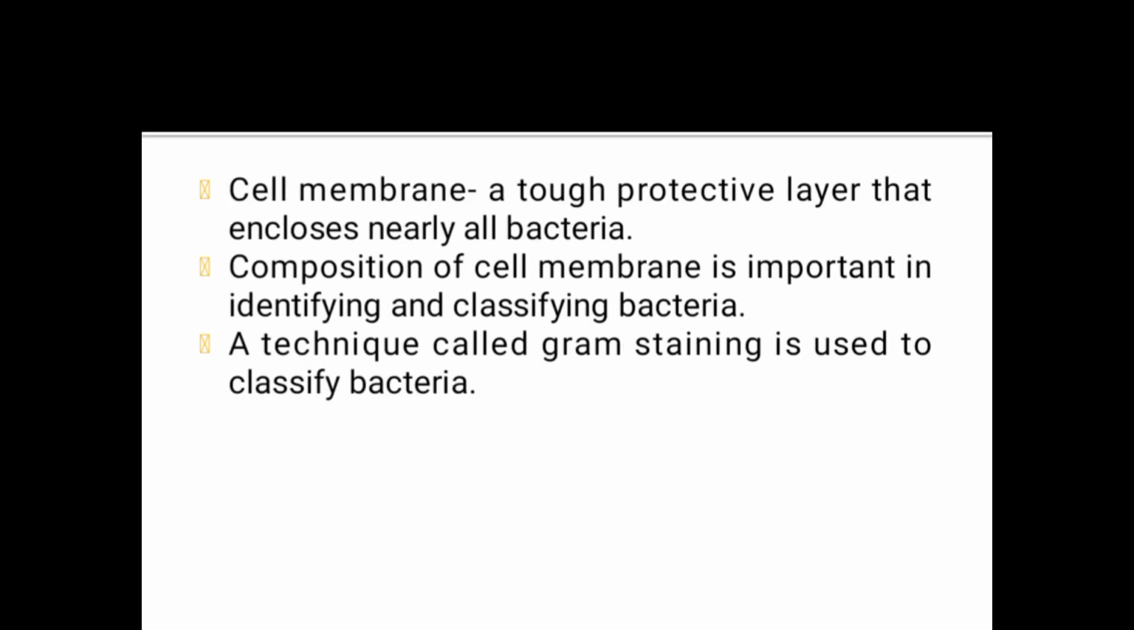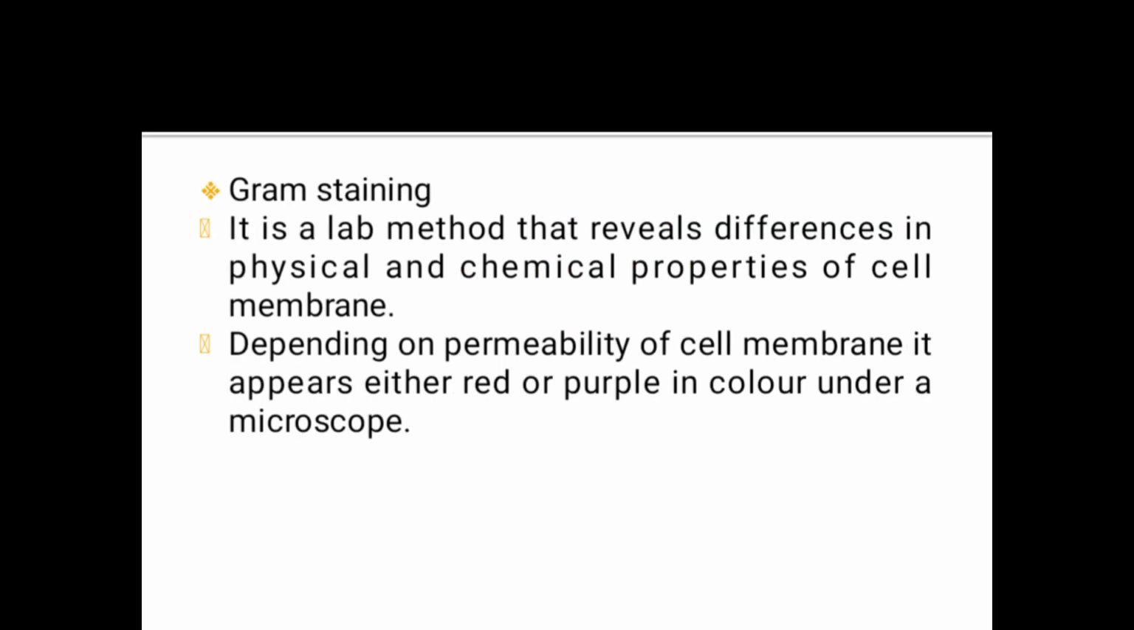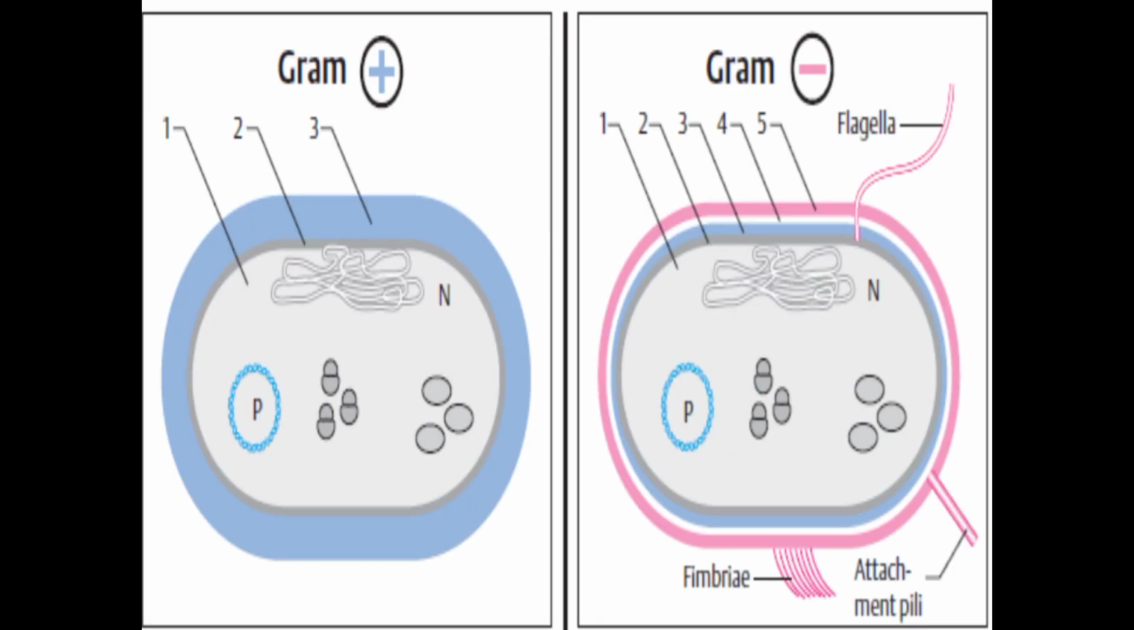Now, it has a cell membrane, and this cell membrane is a very tough protective layer that encloses all the bacteria. The cell membrane is very important. According to that, we identify and classify bacteria. For classification of bacteria, we use a technique known as gram staining. Gram staining is a technique that differentiates the physical and chemical properties of the cell membrane, and the bacteria appear either red or purple in color under the microscope. You can see here a gram positive and a gram negative bacteria.